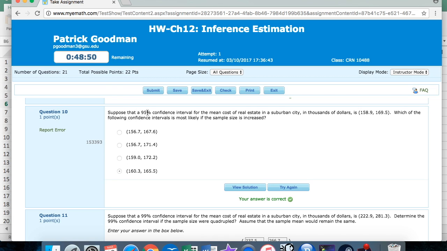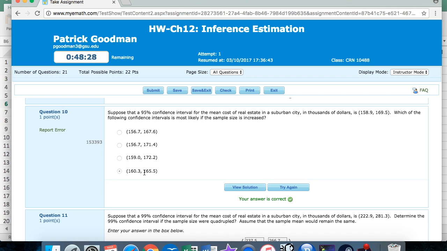So your confidence doesn't matter. The way that we can change and make our answer more accurate using the same confidence is just take more samples, right? Make your sample size larger. In other words, if you increase your sample size, then our distance between these two should be smaller. So just look for the one that has the smaller distance.